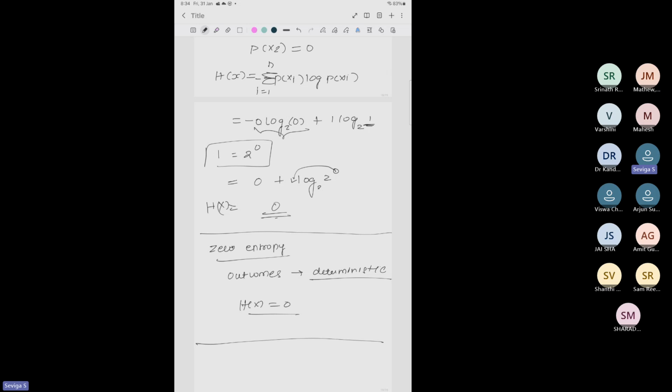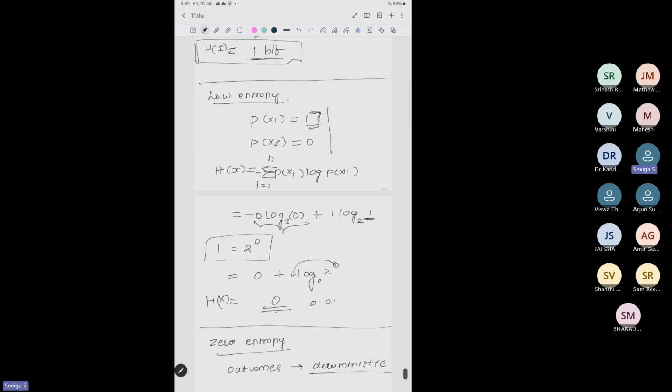Any doubts for anybody? Ma'am, low entropy is also 0? Low entropy can have some other values also, but for simple understanding, I gave this example. Low can be 0 also. Okay.